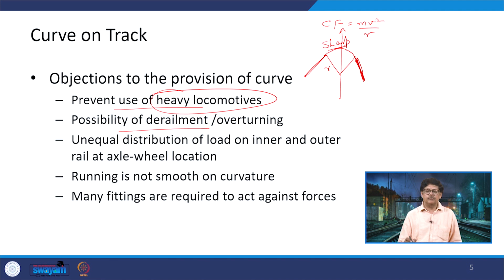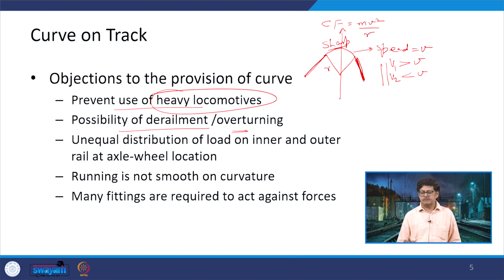Now, depending on the way this is being provided, there is a possibility of overturning or there is a possibility of derailment. The curve which is being provided here is provided for a speed equal to v. But the trains which are moving on this curve may be moving with a speed v1 which is greater than v, or with a speed v2 which is less than v. So, there are two situations which are getting induced here.